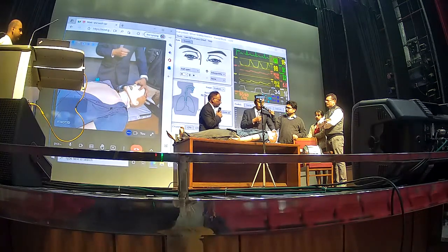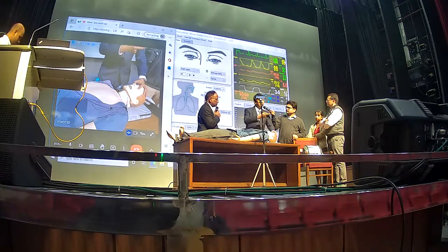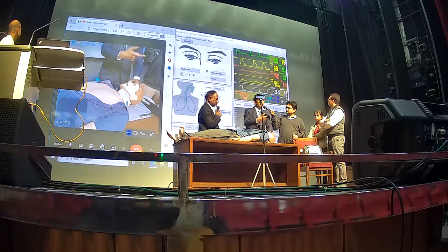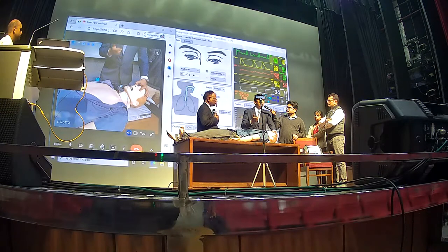We look for the movement of the conjunctiva and cornea to the opposite side. When we move the head to the right side, the eyes move to the left side, and when you move to the left side, they move to the right side. It tells you about the integrity of the brainstem reflexes.